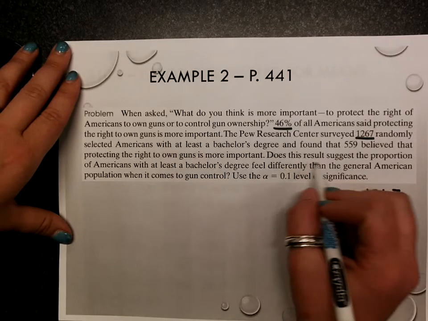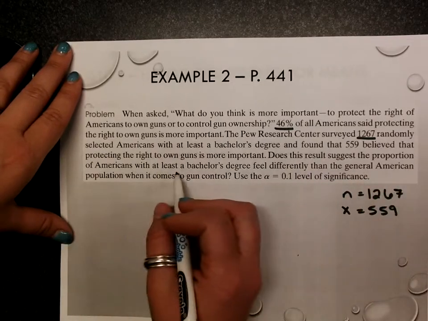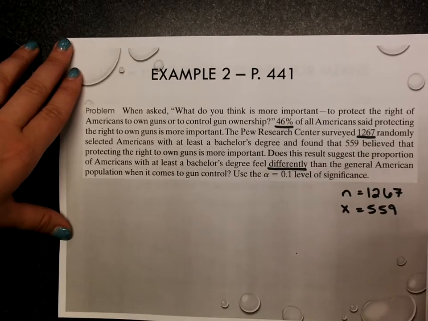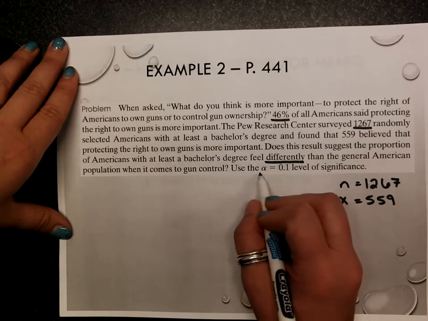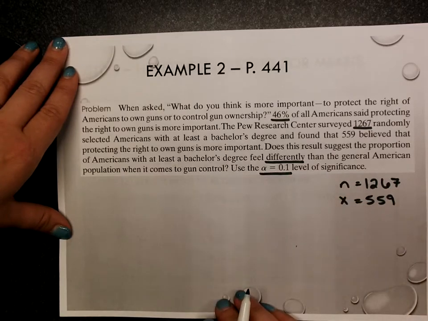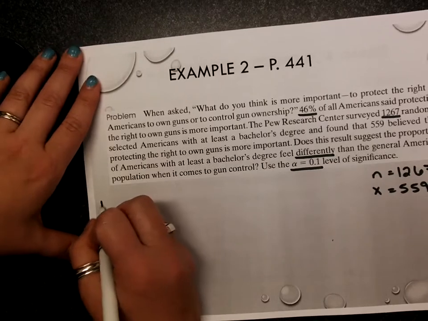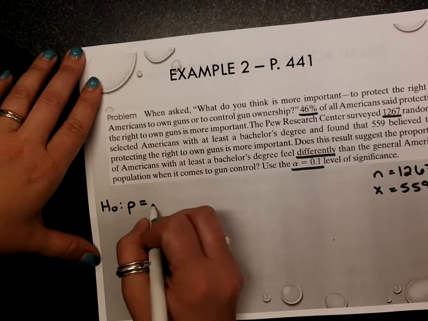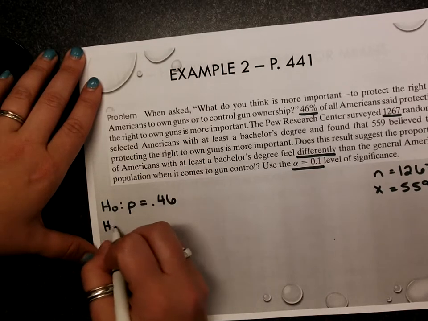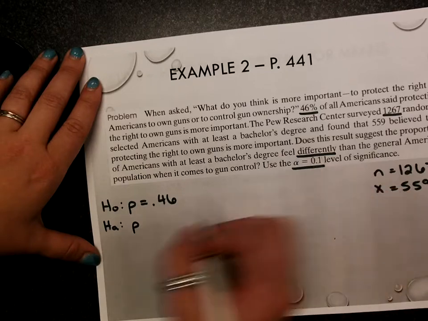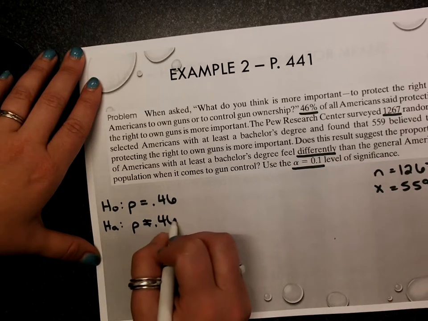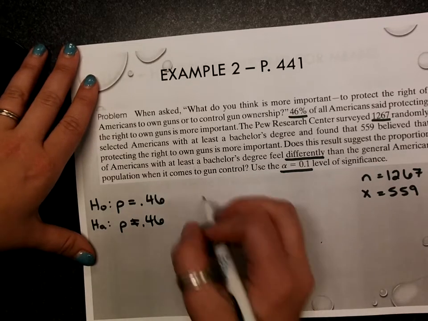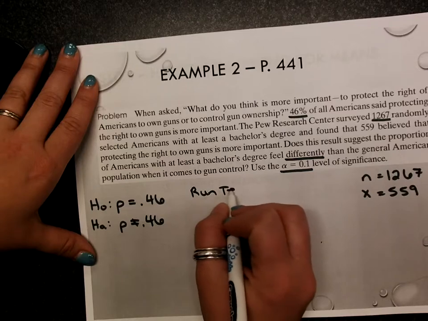And we're trying to see if this result suggests that the proportion of Americans with at least a bachelor's degree feel differently than the general American population when it comes to gun control. And it tells you to use 0.1 as a level of significance. So we're going to make our statements. We're talking about proportions again, so we're saying that the proportion is equal to 0.46. We're trying to prove that the proportion is different or not equal to 0.46. So we're trying to see if it's significantly higher or lower than 0.46. We can go straight to running our test.